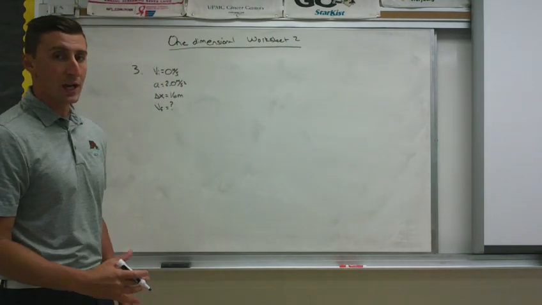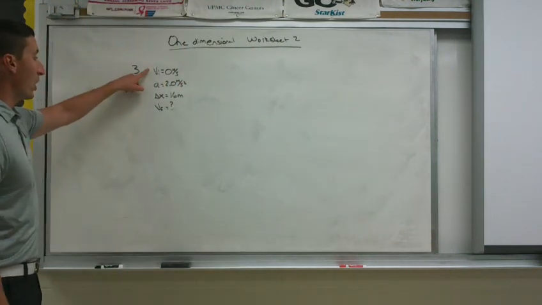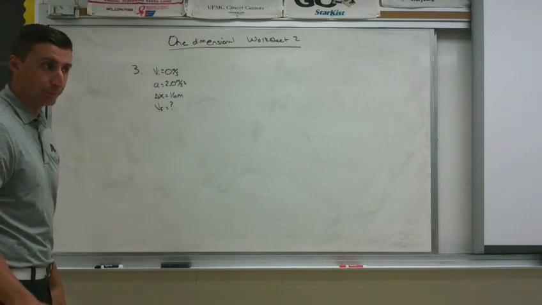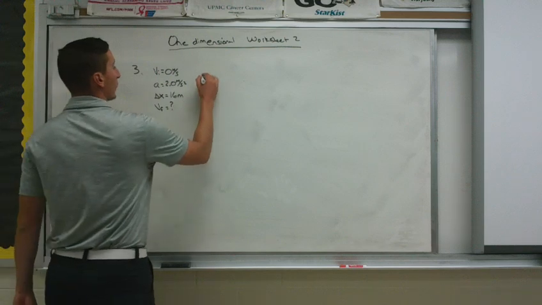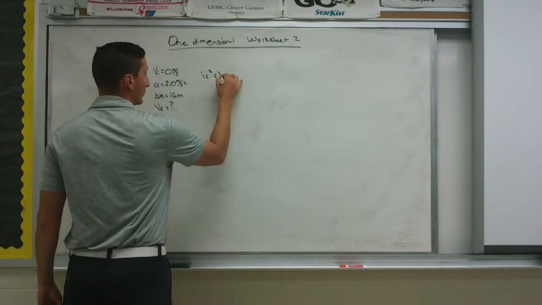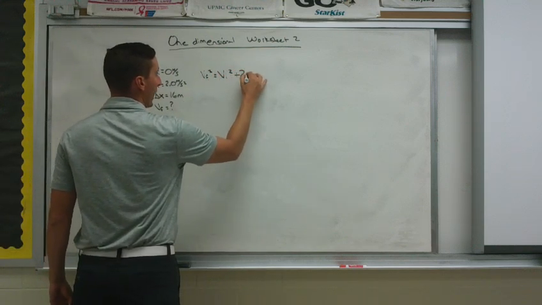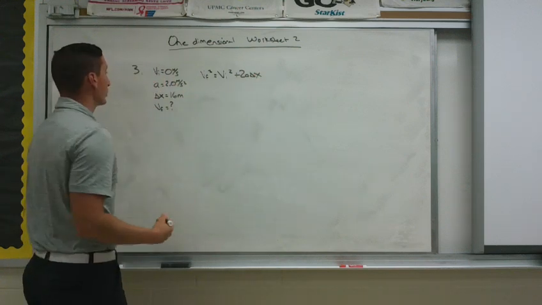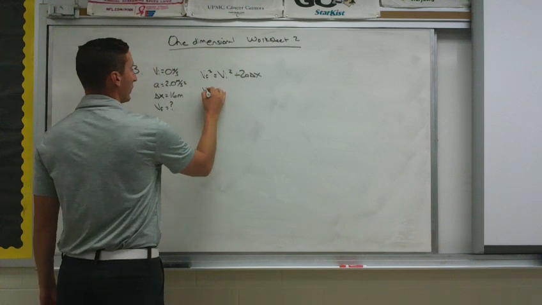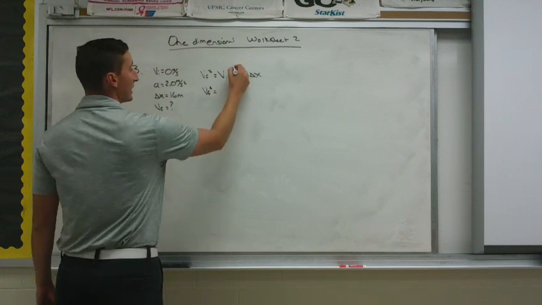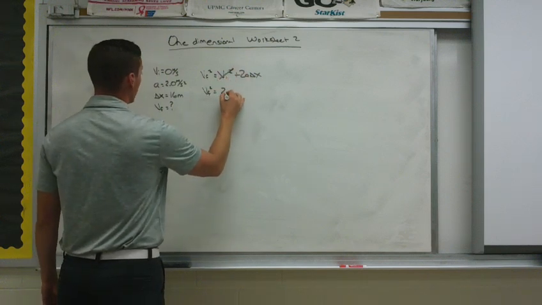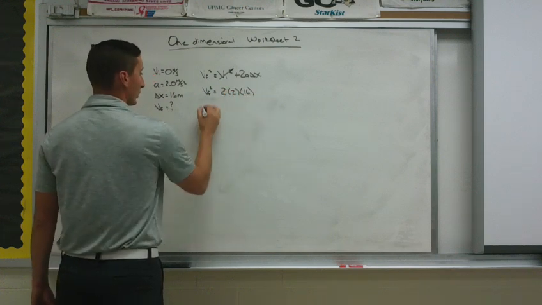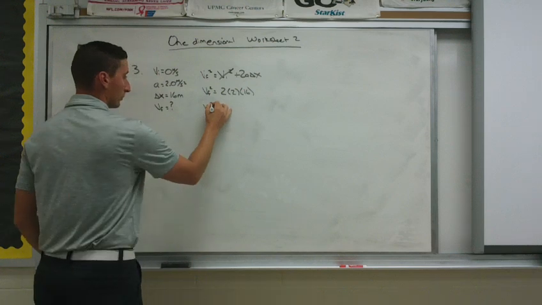Again, look at your equation sheet. Which equation only has these 4 in it? VF squared equals VI squared plus 2A delta x. I have all 4 of those variables in there. I can solve. VF is what I'm looking for. VI is 0. That cancels out. I get 2, 2, 16. Solve. VF squared.